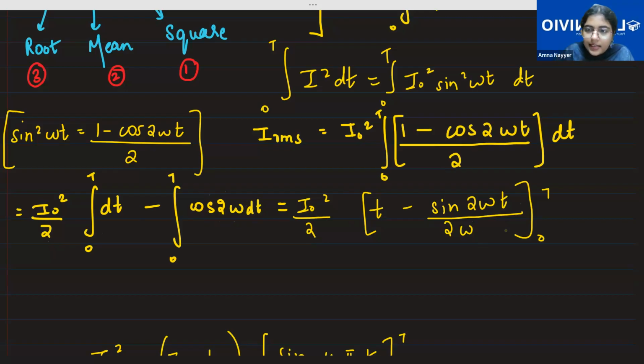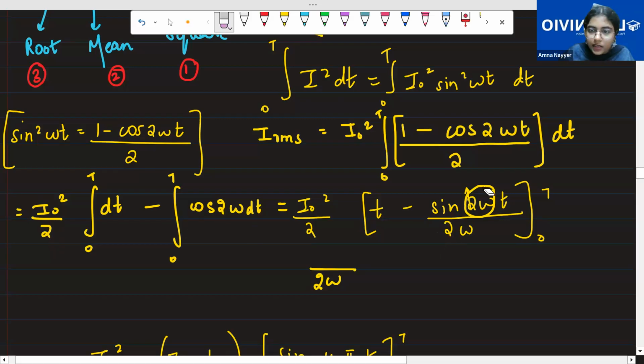Tell me, till this step, is it clear? Yes, ma'am. Muniba? Ma'am, you only took 2 common out, right? So why were you writing 2 omega? 2 omega is because of this one. Like when we had omega, we divided it by omega. If this is the constant term which is coming, if this was 4 omega, we would have written divided by 4 omega over here. Got it? This is not the one, the 2. 2 has been already taken common.